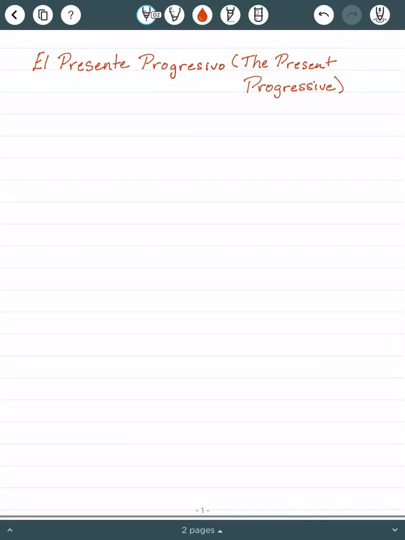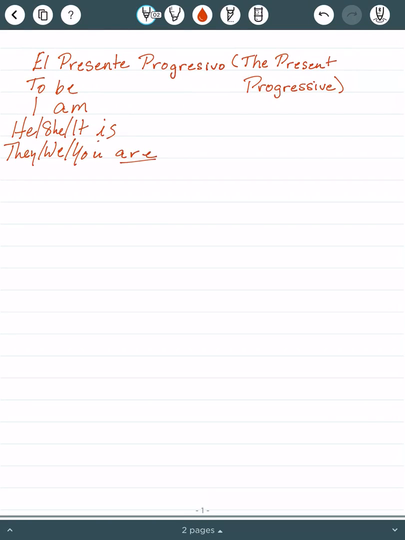Alright guys, so today we're going to talk about the present progressive tense. In Spanish that's el presente progresivo. First off, in English, most of the time we start off with the conjugation of the verb to be. So I am, he or she or it is, or they or we or you are. So we start off with that.